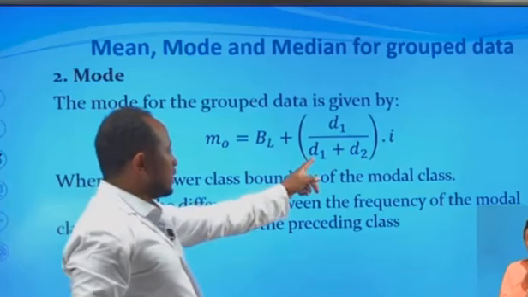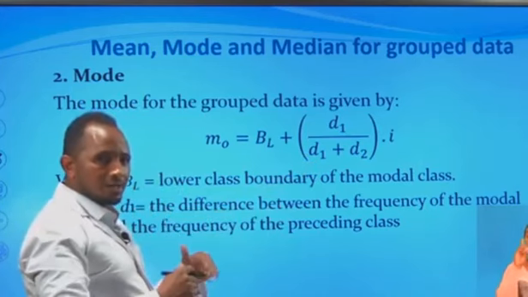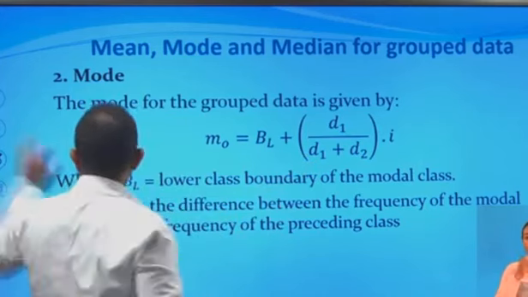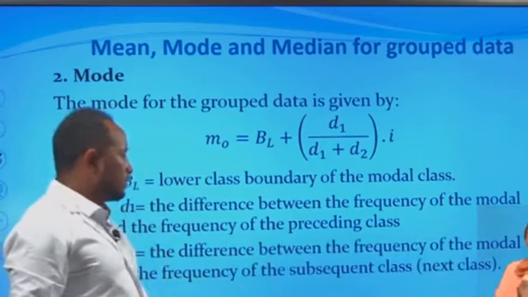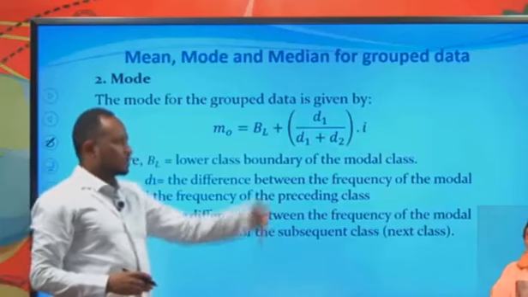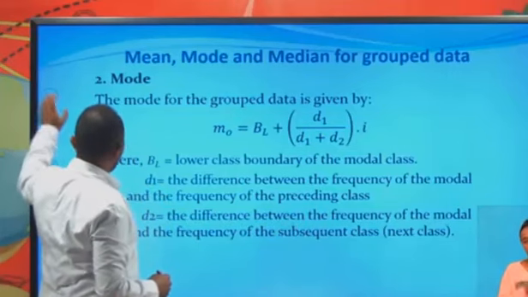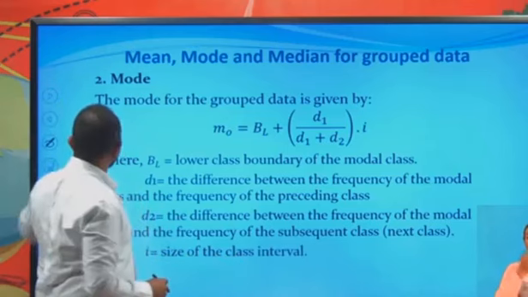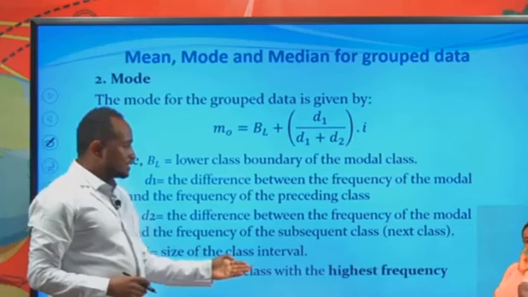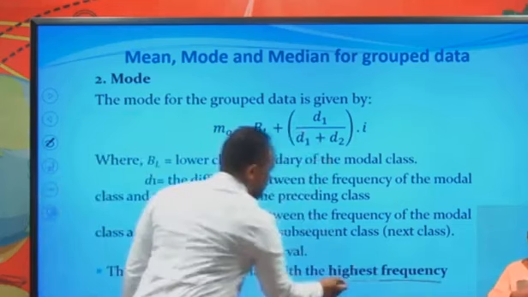D1 is the difference between the frequency of the modal class and the class preceding it. And D2 is the difference between the frequency of the modal class and the next class, or the succeeding class, and I is the size of the class interval. The modal class is the class with the highest frequency.